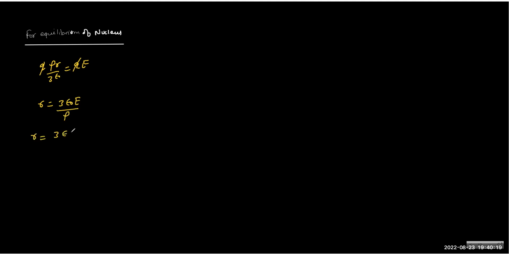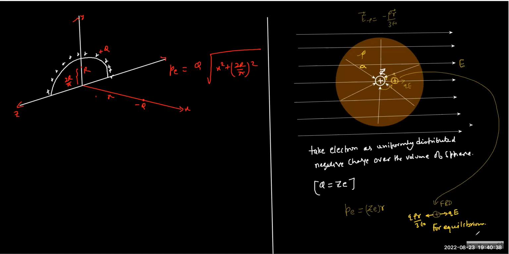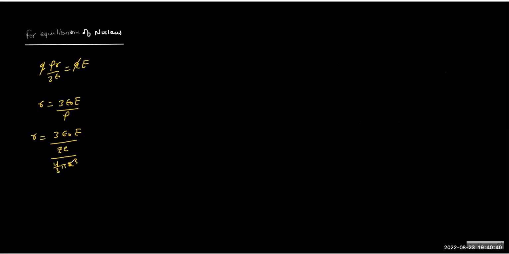If you want to write everything completely, the rho we can write as Z e upon 4 by 3 pi a cube, where a is the size of the atom. So I need to give a also. Let's say the size of the atom is a. In fact, you can also have the formula a equals a naught n square by z, something like this, for Bohr-like atoms, but not in general.